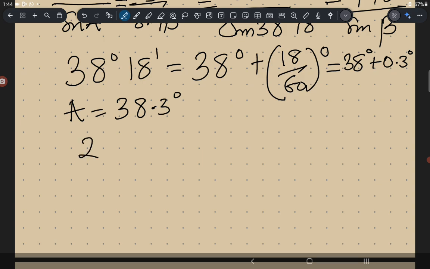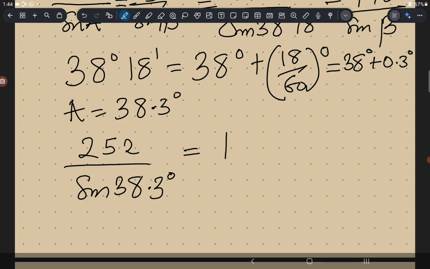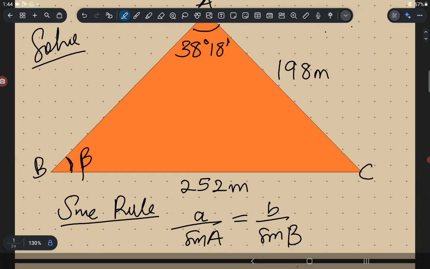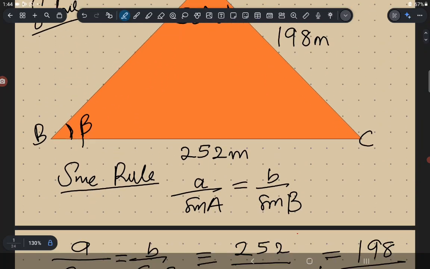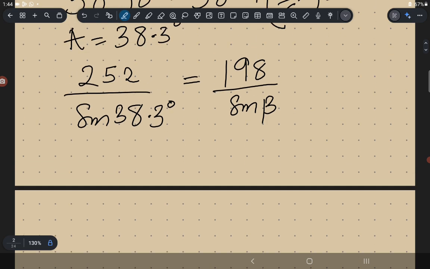So now let's continue from where we stopped. We can write it as 252 to divide sine 38.3 degrees is equal to 198 to divide sine B, which we are looking for. We can see we are looking for sine B. So now let's cross multiply and get the value of the answer.